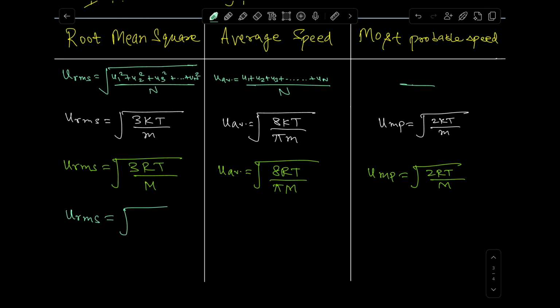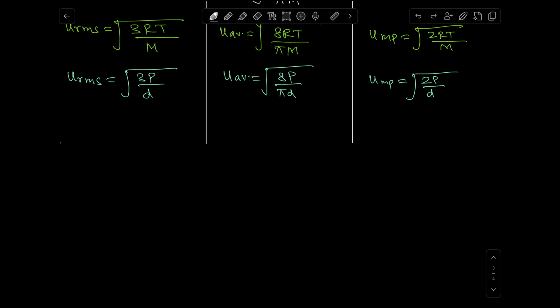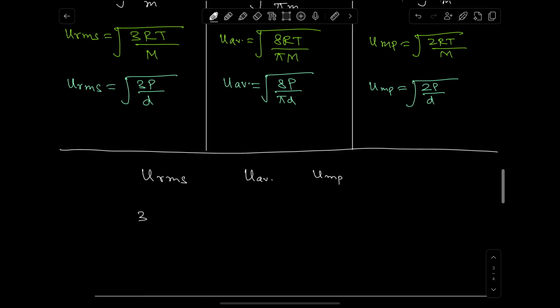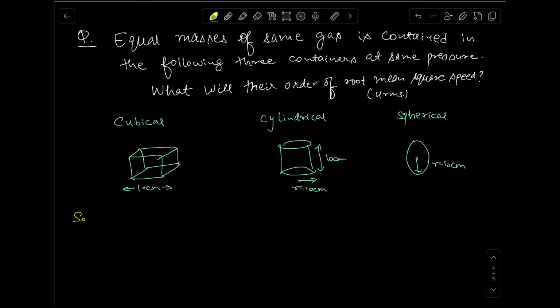U RMS can also be written as under root of 3P by d. Similarly, u average can be written as under root of 8P divided by pi d. Similarly, u most probable can be written as under root of 2P by d. If we look at the similar expressions here, 3 is repeated for root mean square, under root of 8 by pi for u average, and under root of 2 for u most probable. So if we take out the common factor in all these, we can simply find out these values and check which is the highest and the lowest. So u root mean square is greater than u average, which is greater than u most probable.